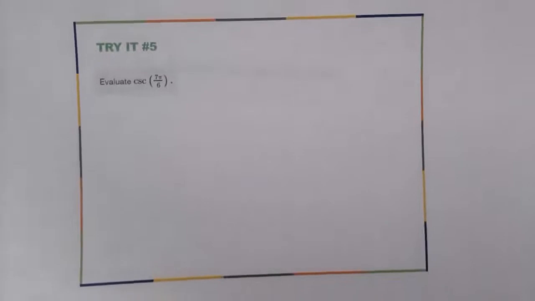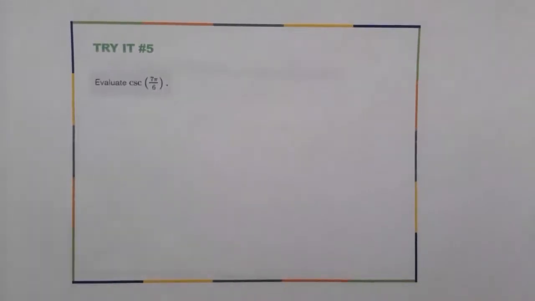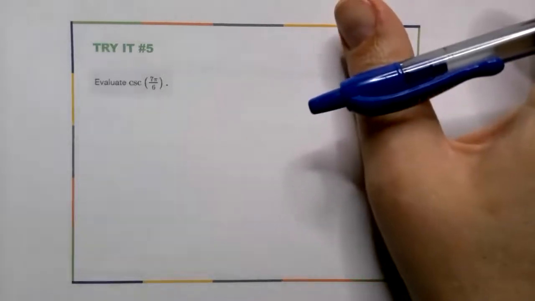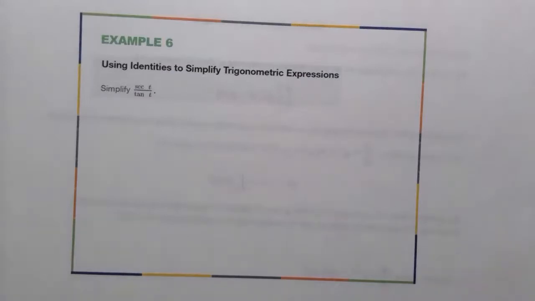Okay, here you go. I want you to evaluate cosecant of 7 pi over 6. And I assume that you paused your video and already figured it out. So we are going to continue.